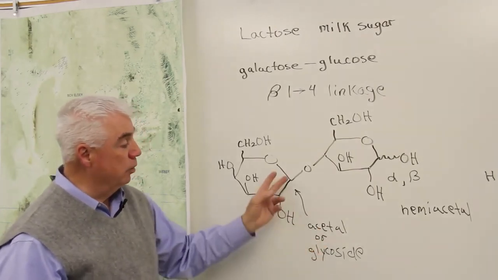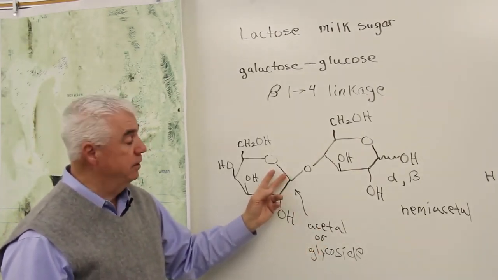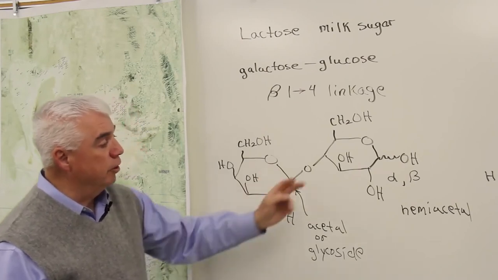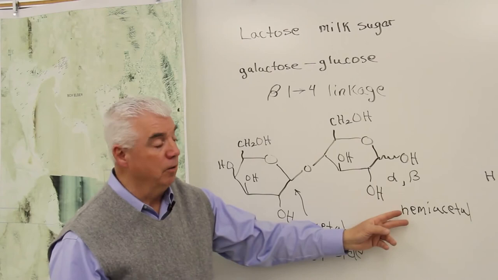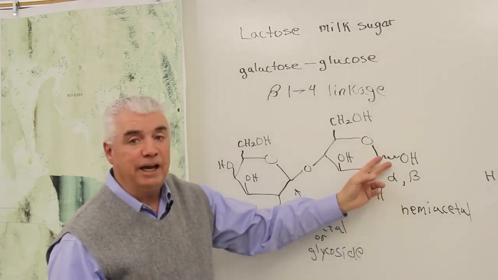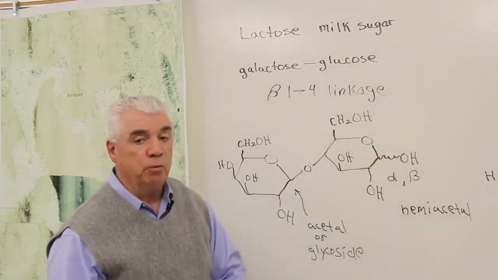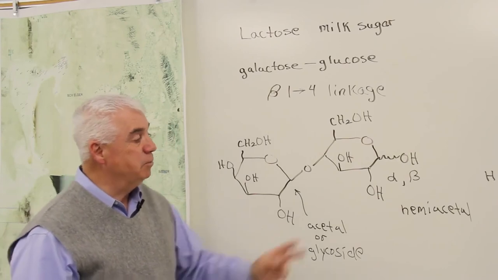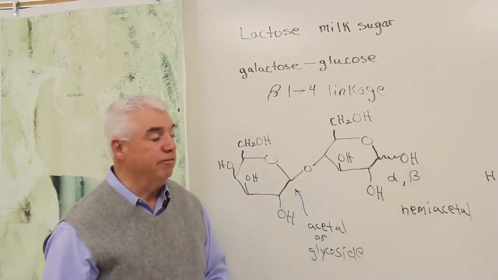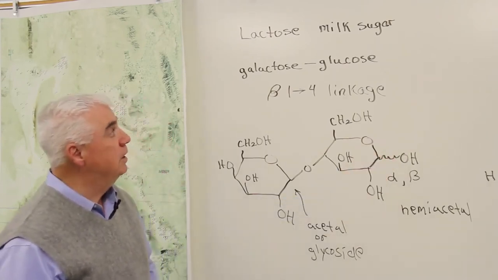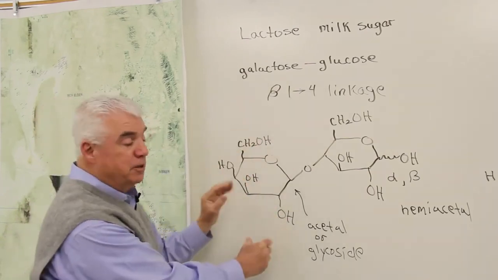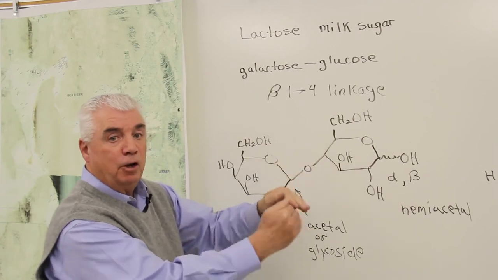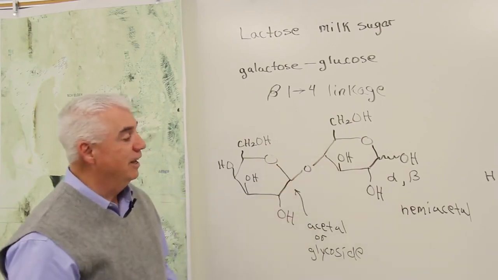Here's an acetal or a glycoside over here on the left. Over on the right, with that OH, it's a hemiacetal. And rather than indicating alpha or beta, I used a wiggly line to represent that it's a mixture of the alpha and beta. Both are possible. So there are 2 forms of lactose. This ring is fixed, but this ring is opening and closing, opening and closing.